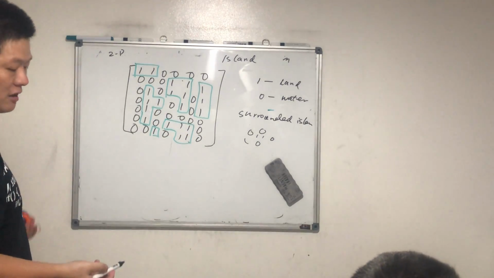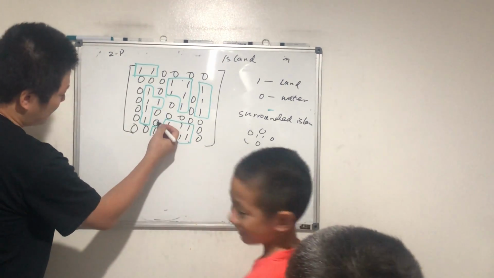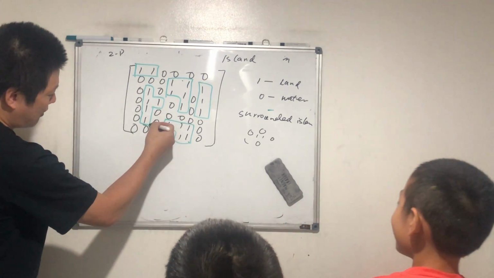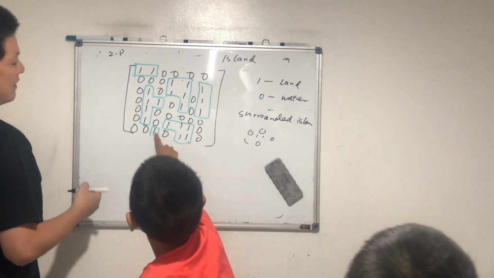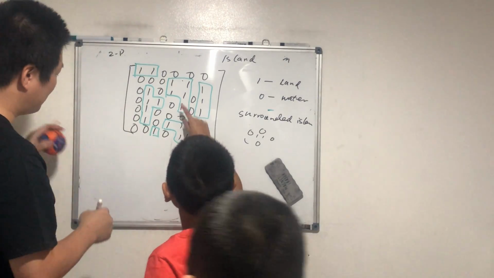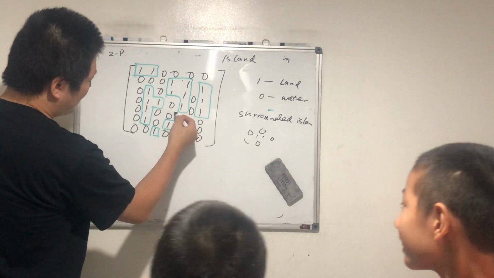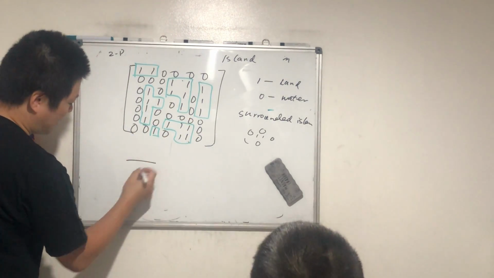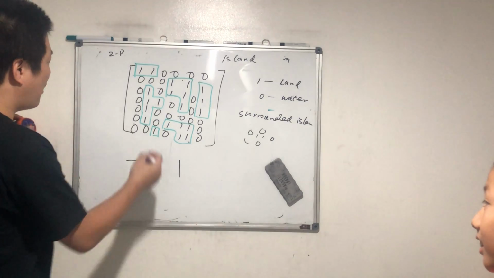This one is not, because there is a one here. We only consider horizontal and vertical neighbors. We don't consider the diagonal. Look, this one is completely surrounded. So only this one.